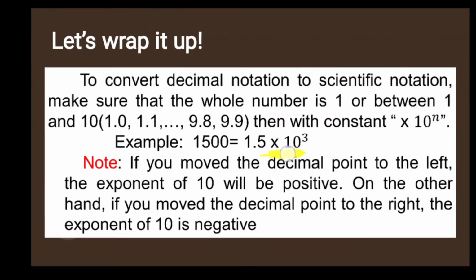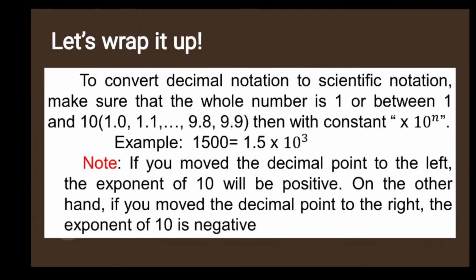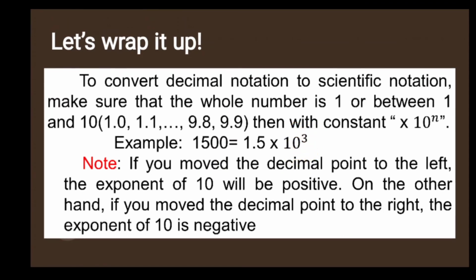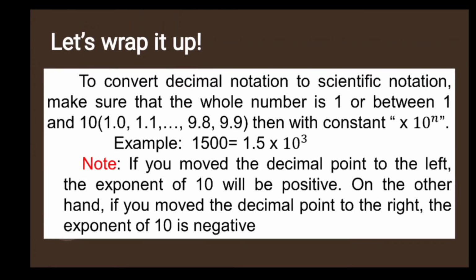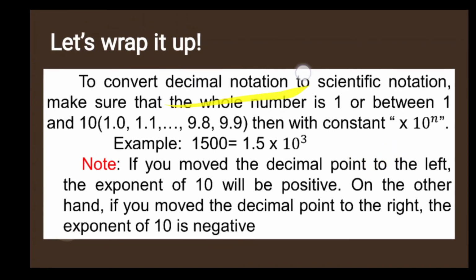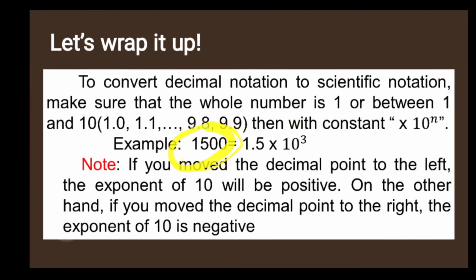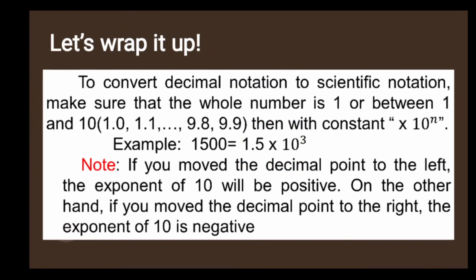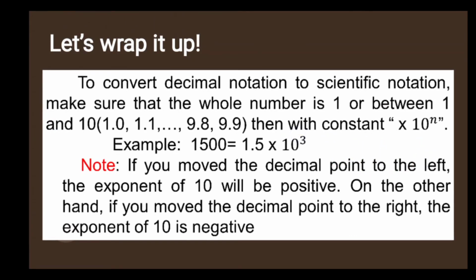This is always times 10. Note, if you move the decimal point to the left, the exponent of 10 will be positive. So we move to the left, therefore we have positive 3. On the other hand, if you move the decimal point to the right, the exponent of 10 is negative. So, from decimal notation to scientific notation, if we move to the right, our exponent is negative.